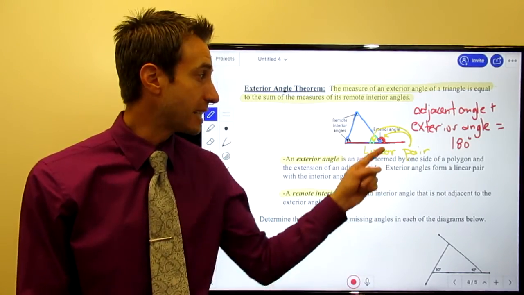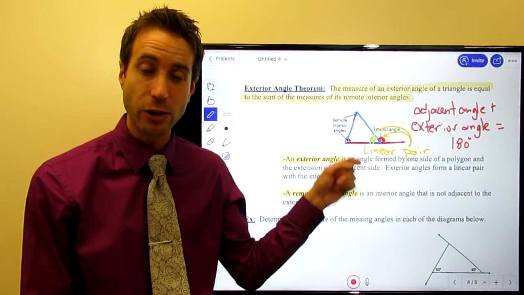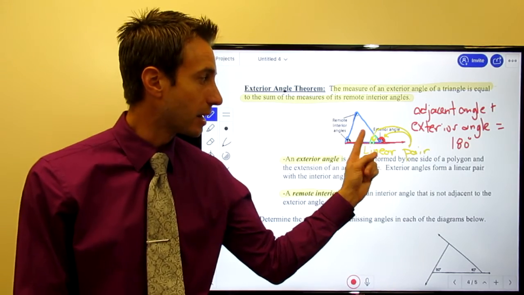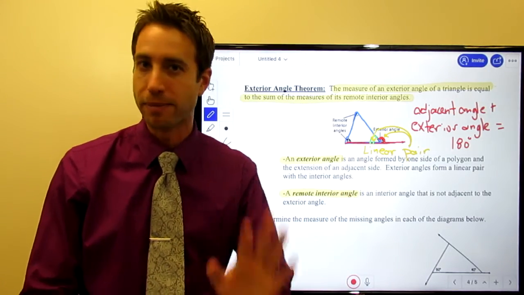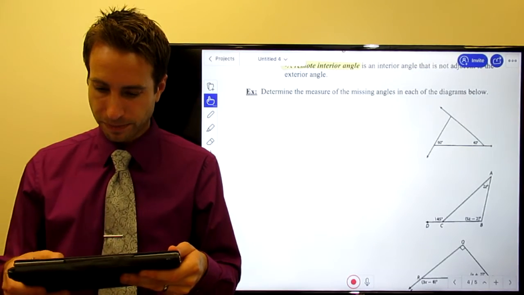So, really important idea here is simply this. The exterior angle is equal to the sum of the remote interior angles, and once you know the exterior angle, its adjacent angle sums to 180. That's it. That's all we need to know. Let's do a couple of problems just to make sure that we've got it.